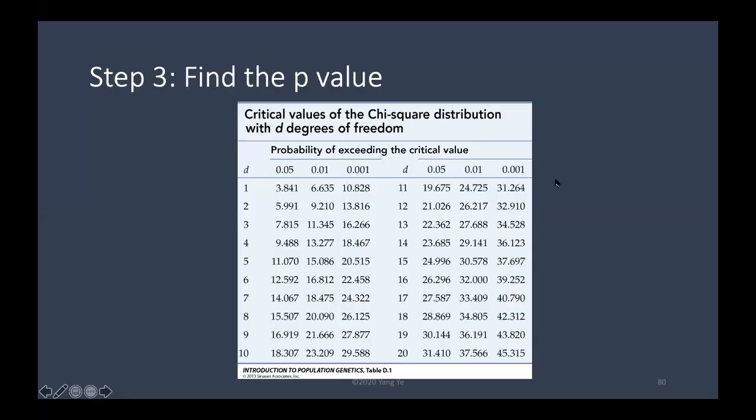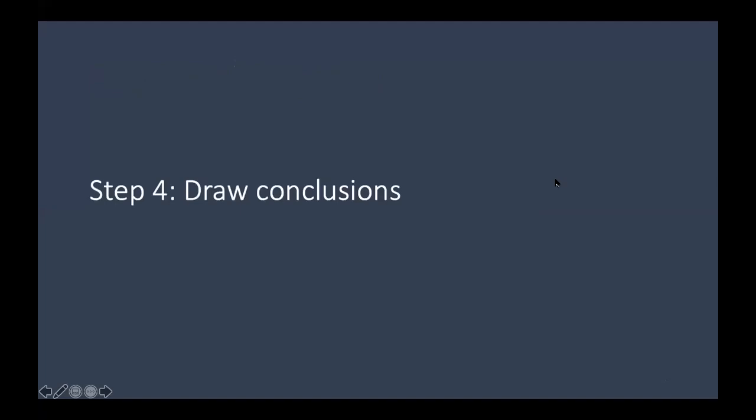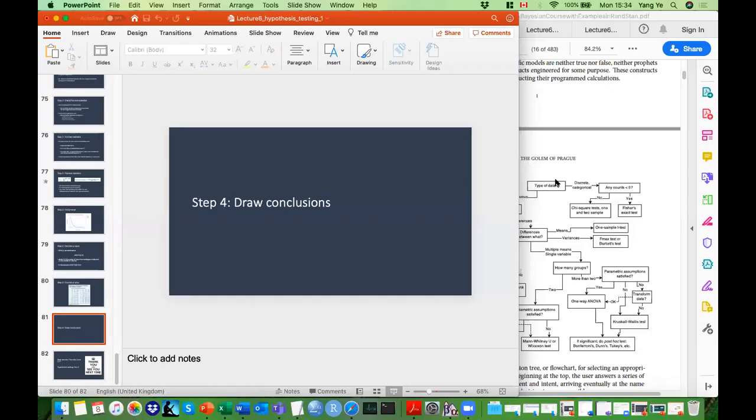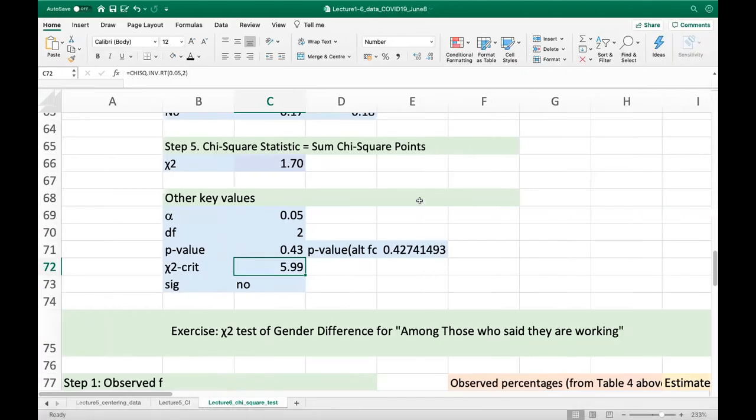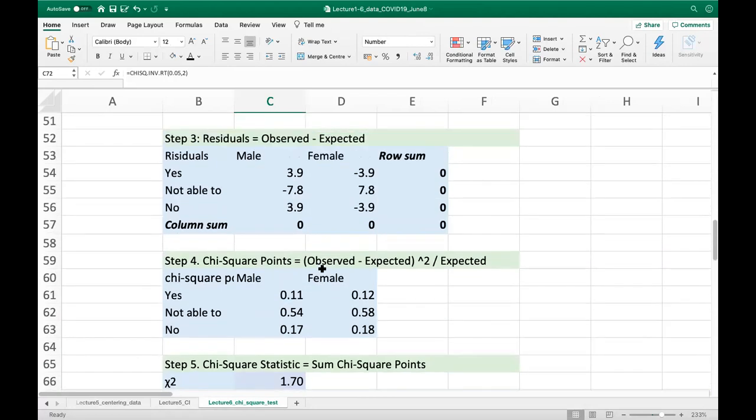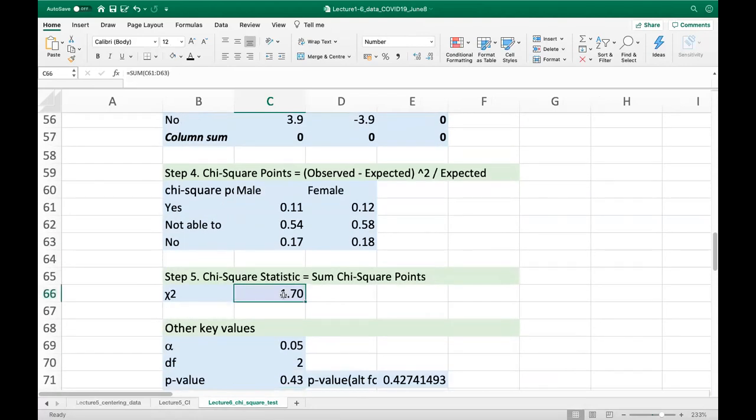So now that we have already got a p-value, and it's larger than 0.05, we can conclude that the data is not strong enough to reject the null hypothesis, and therefore we cannot reject the null hypothesis. Okay. So that's a full cycle of how you use these 4 steps to conduct a chi-square test. I've also shown you exactly how these chi-square statistics were obtained.